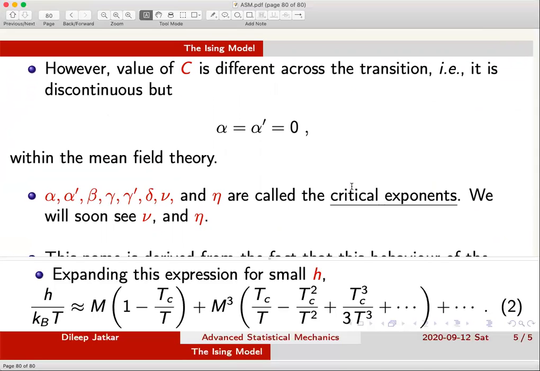So what we saw today is essentially a set of definitions which defined the critical exponents alpha, alpha prime, beta, gamma, gamma prime, and delta. Besides that, there are two other critical exponents, nu and eta, which we will look at soon.